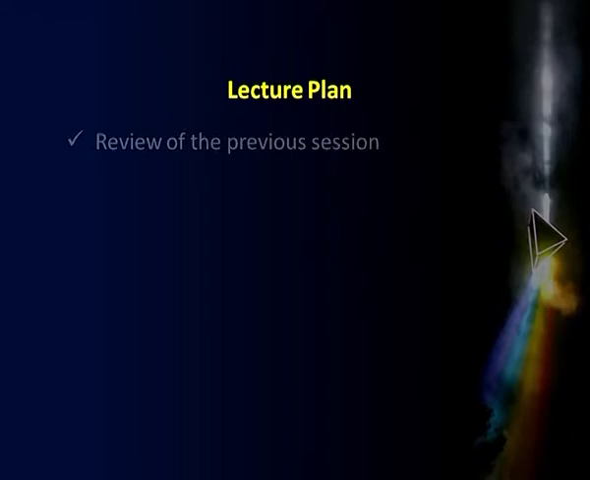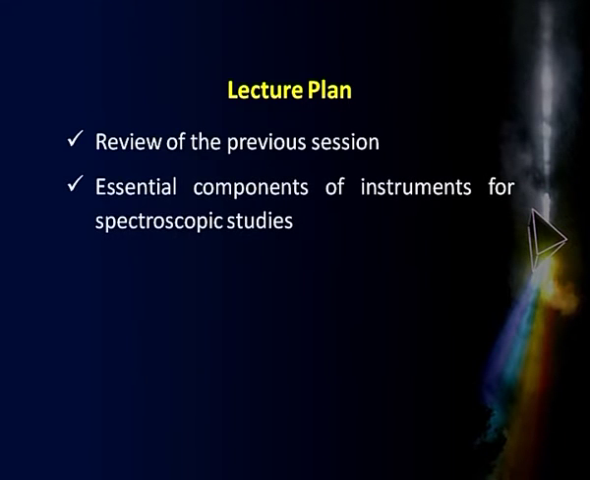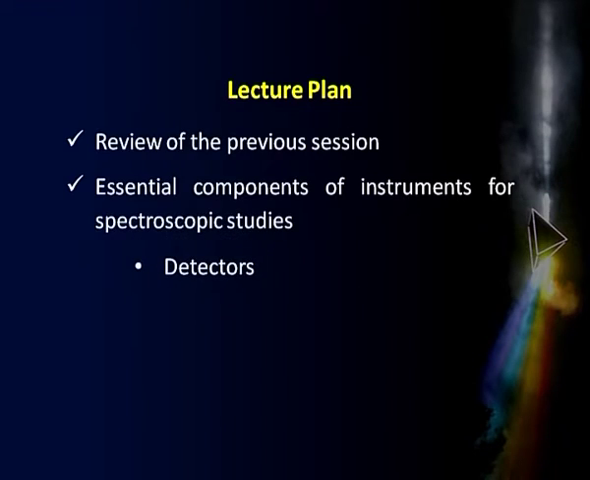Today's session is planned as follows: quickly we will try to recall what we did in the previous session. Thereafter, we will again recall what are the essential components of an instrument used for spectroscopy studies, and in this our understanding of things will start with the detectors, followed by the data output devices. What kind of devices are used for taking out the data? How do I get a spectrum that I want to make use of?